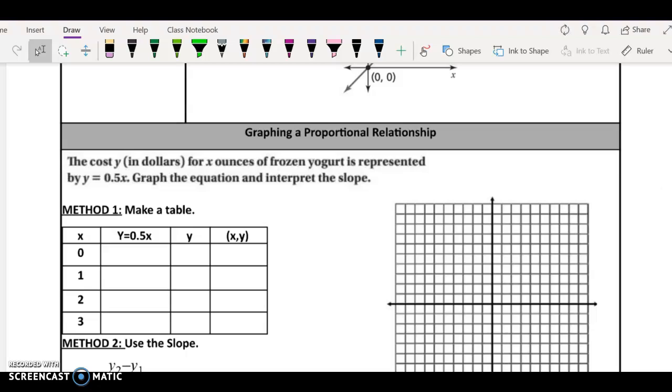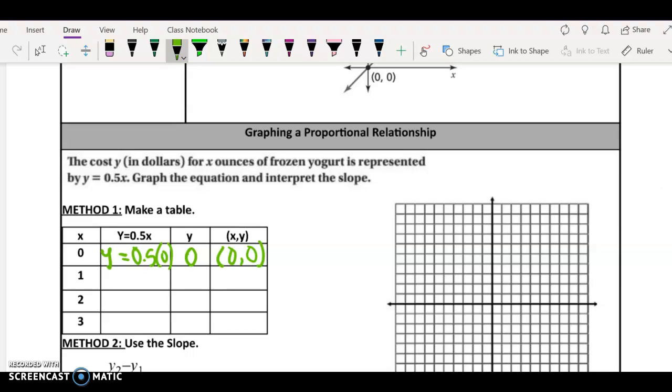So graphing a proportional relationship, we are going to find the cost in dollars for ounces of frozen yogurt, which is represented by y equals 0.5 or 5/10, or in this case, 50 cents, times x, which would be the quantity of ounces. Graph the equation and interpret the slope. So we are going to plug in 0 for x. So we have y equals 0.5 times 0, which equals 0. So our point is 0, 0.